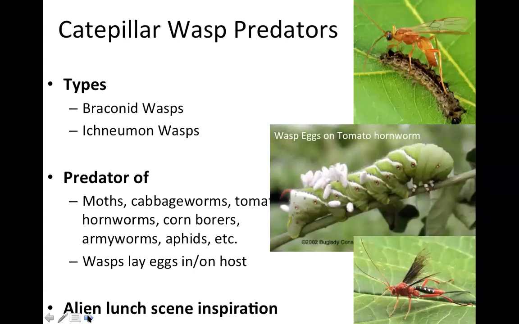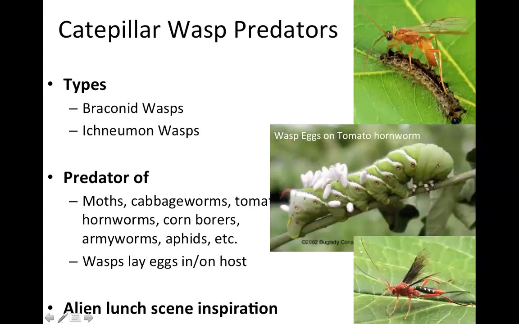And then wasps. There's a lot of great predatory wasps out there, especially for tomato hornworms. That's usually when you see them. These are not the big wasps that are going to sting people. These are very small. You won't ever see them. What happens is they'll actually lay their eggs into these worms. And this is actually where that famous scene in Alien, where the alien pops out of that guy's stomach during the lunch scene, the inspiration came from this.